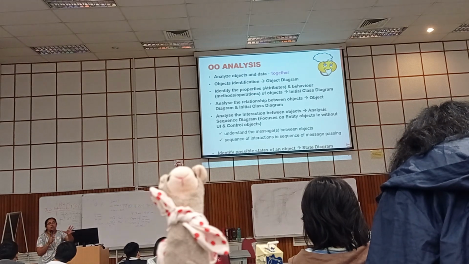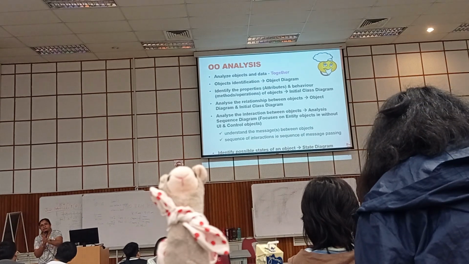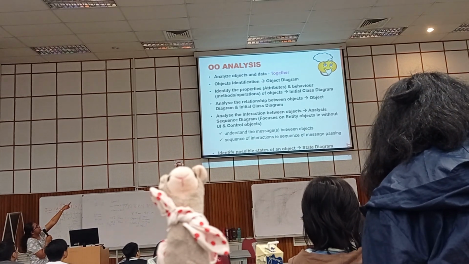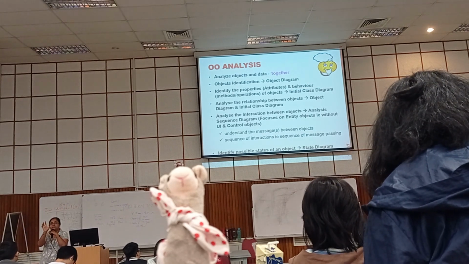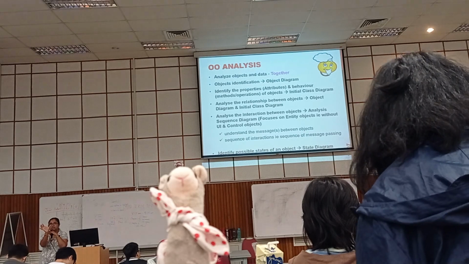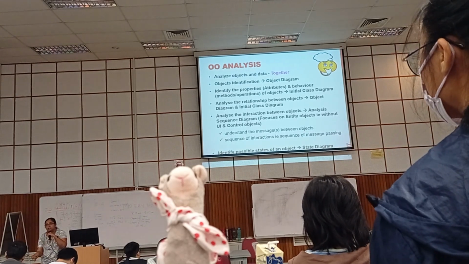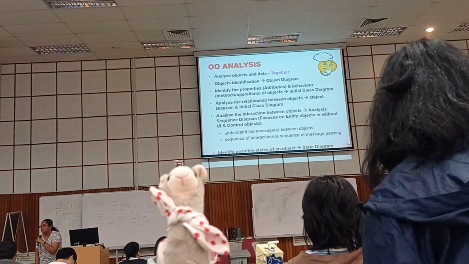By identifying all the objects, you can also identify the data. Okay, so after you identify these two, what do you do next? Identify the properties for each object. I told you, object is similar to class. So for one class, what are the attributes? For one class, what are the methods? You need to repeat this for every object that you identify.